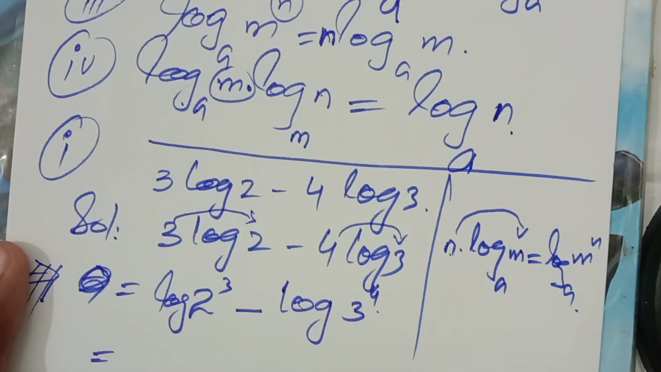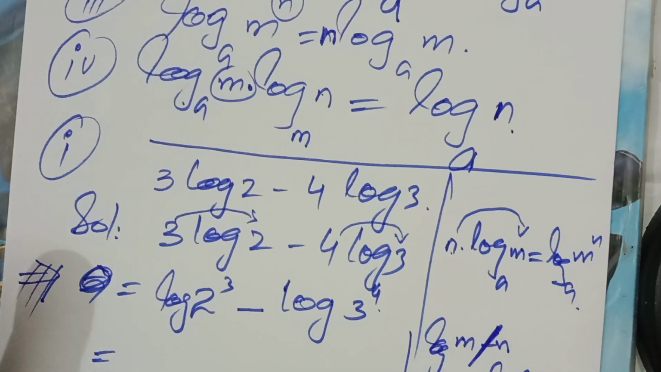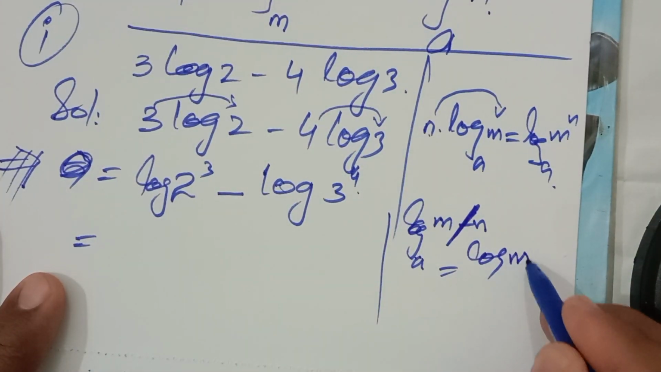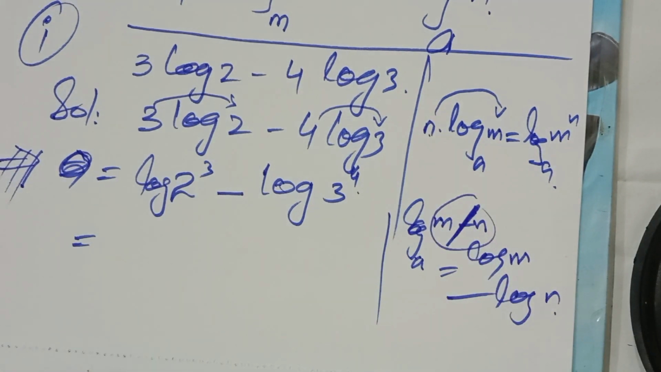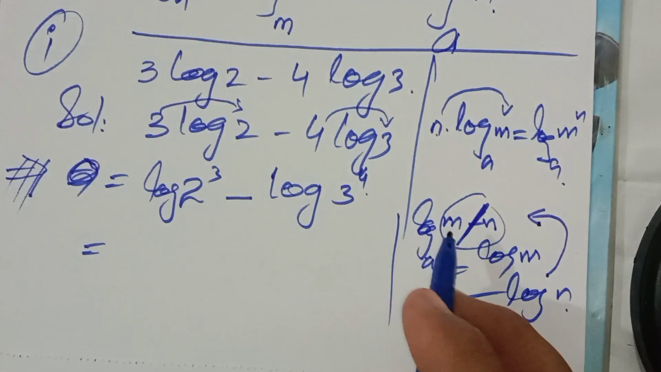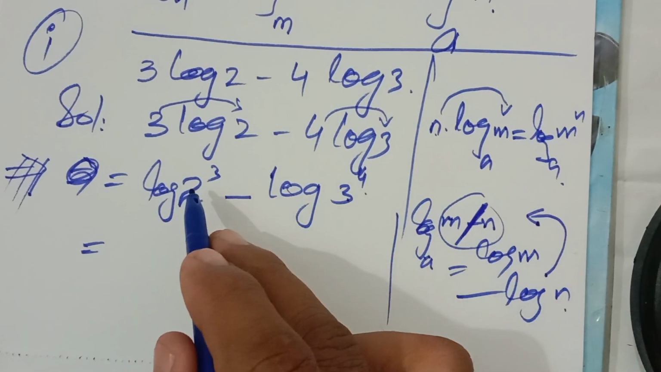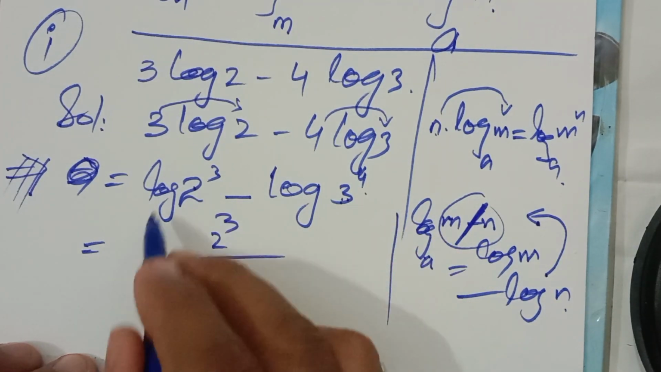So by the second rule, if we have the difference log m minus log n, we can write log of m by n, the division of two amounts as a single log. On the right side, we change into m and n in reverse. So 2 raised to power 3 divided by 3 raised to power 4 as a single log.